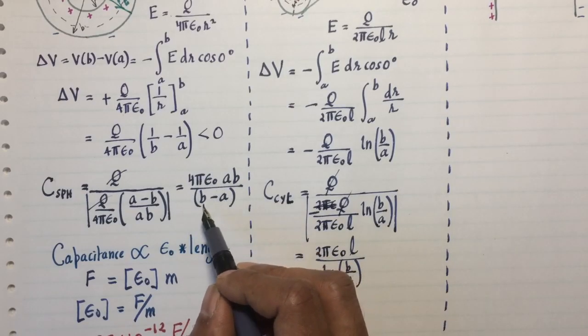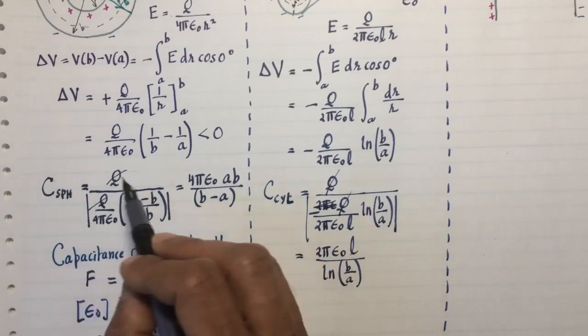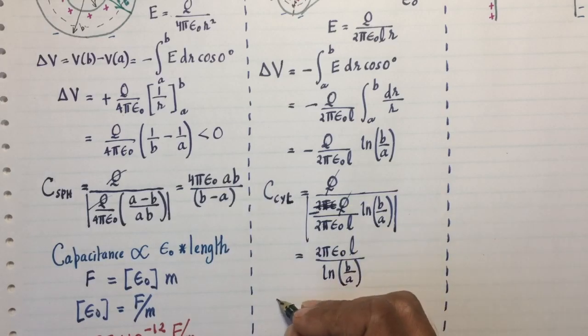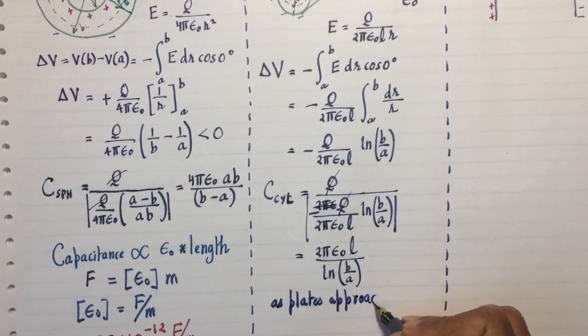It has the same feature over here. If B goes to A here, the denominator is going to become 0 and the capacitance is going to go to infinity. So that's another property. As plates approach, the capacitance goes to infinity.